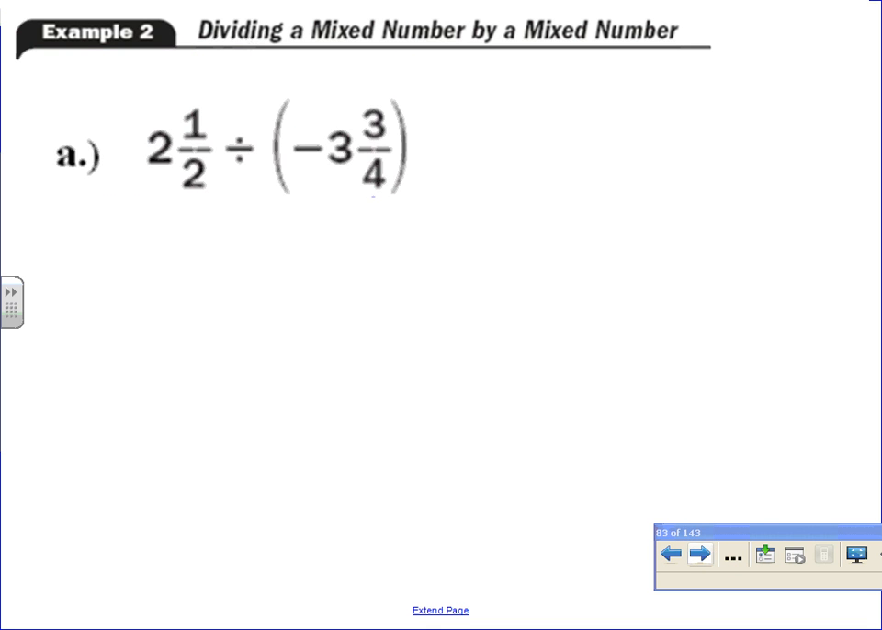Oh, man. What do you think we have to do first? Zach? Yeah, this is boring, right? Improper fractions. So 2.5 changes to 5 over 2. So change them to improper fractions first. -3 3/4 changes to -15 over 4.